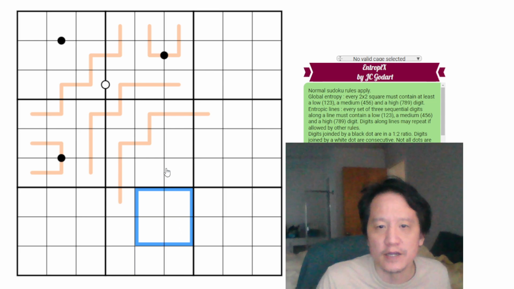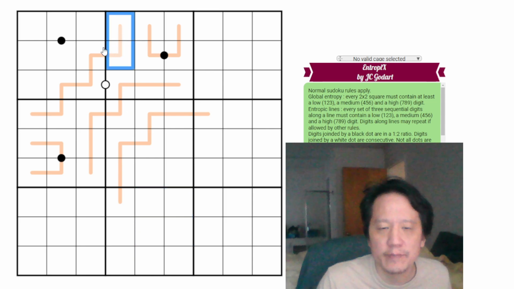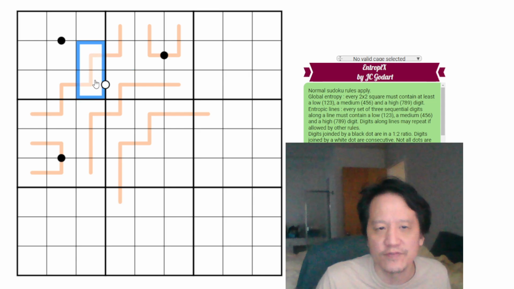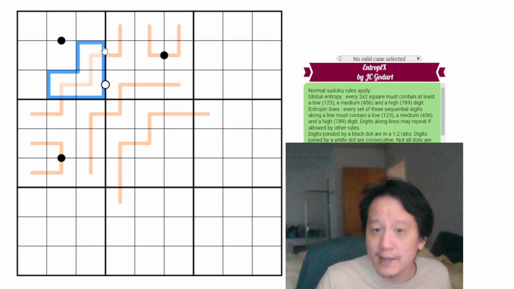Digits along entropic lines. Every set of 3 sequential digits along a line must contain a low, a medium, and a high. So this is similar. It's just that on the line, for every set of 3 on the line, you have to have a low, medium, high. Digits along lines may repeat if allowed by other rules.